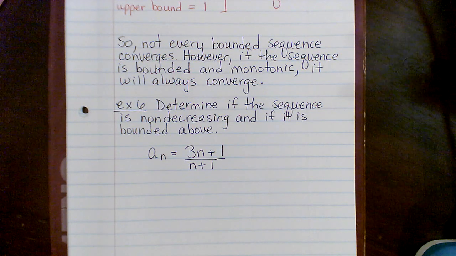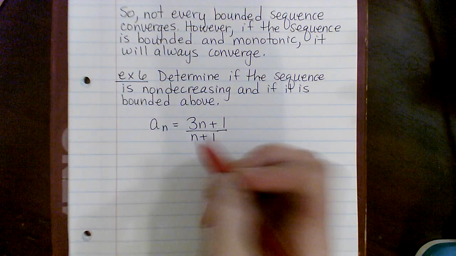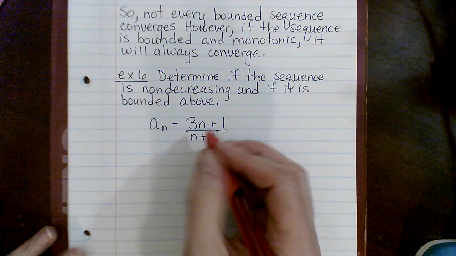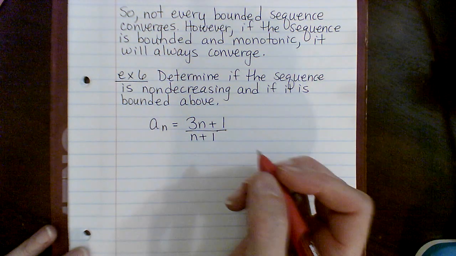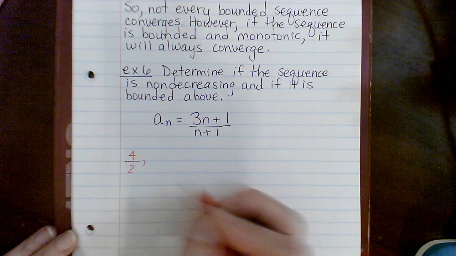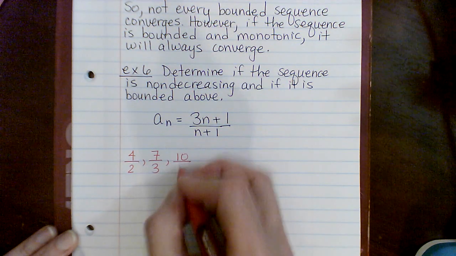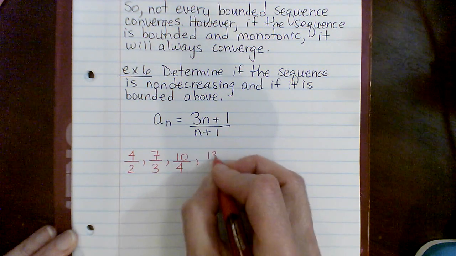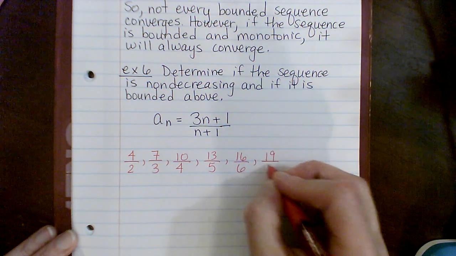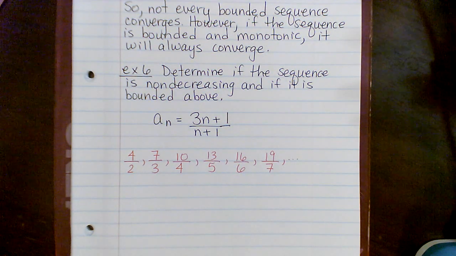All right, let's look at some terms and just see what this is doing. So if I just start plugging in n equals 1, n equals 2, and so on. So let's see, if I plug in n equals 1, I'm going to get, I'm not going to simplify these. So I'm just going to get 4 over 2, 7 over 3, 10 over 4, I'm going to get 13 over 5, 16 over 6, 19 over 7, and so on.